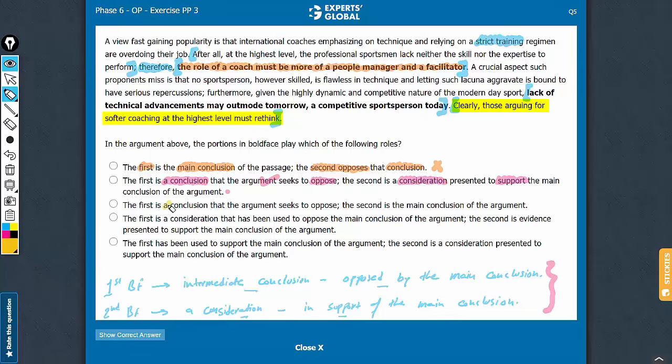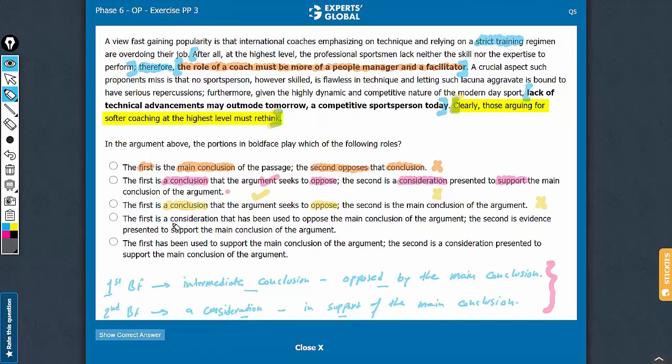Choice C. The first is a conclusion, yes. That the argument seeks to oppose, yes. So the first part is all right. Second part: the second is the main conclusion of the argument. No, the second is not a conclusion itself. Second is something that supports the main conclusion. The conclusion is here, the last sentence of the argument. So choice C is not correct.